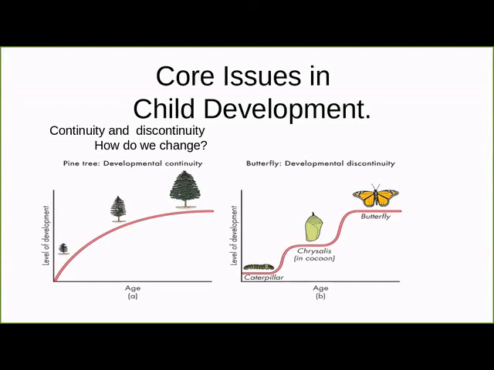Another core issue is how do we change? How does development unfold? And there are two basic models here. One on the left is a continuous kind of change, continuity. Another way of saying this is quantitative, like numbers. And the example here is a pine tree. When that pine tree is little, we have a little pine tree. It has little needles on it. The trunk of the tree is covered in pine tree bark, right? And it grows into a bigger pine tree with bigger pine cones and bigger pieces of bark and bigger needles and bigger branches. But it's still a pine tree branch.